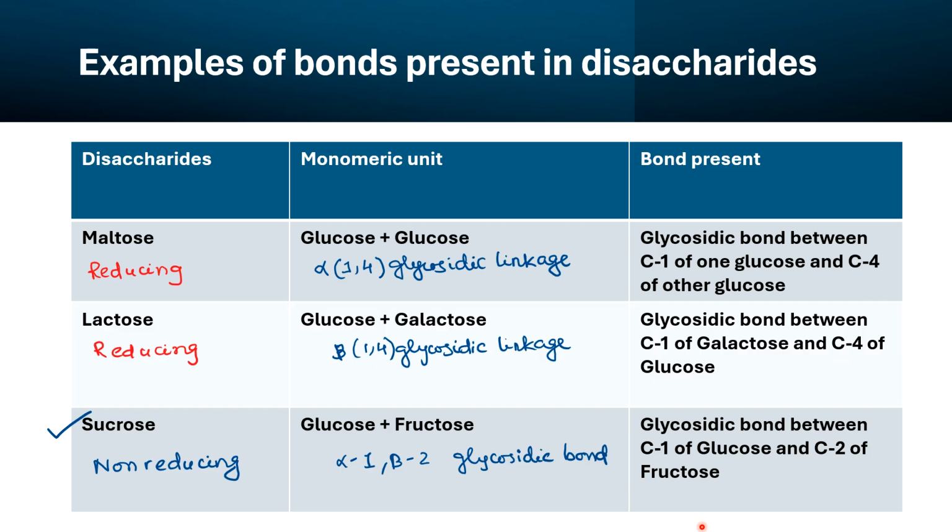So, let's now see the table, what you need to remember about this. Now that you understood the structure, just remember maltose and lactose are examples of reducing sugar, and sucrose is non-reducing sugar. What are the types of glycosidic linkage found in all, and what are the monomeric units of the disaccharides, right? I hope disaccharides is clear now.